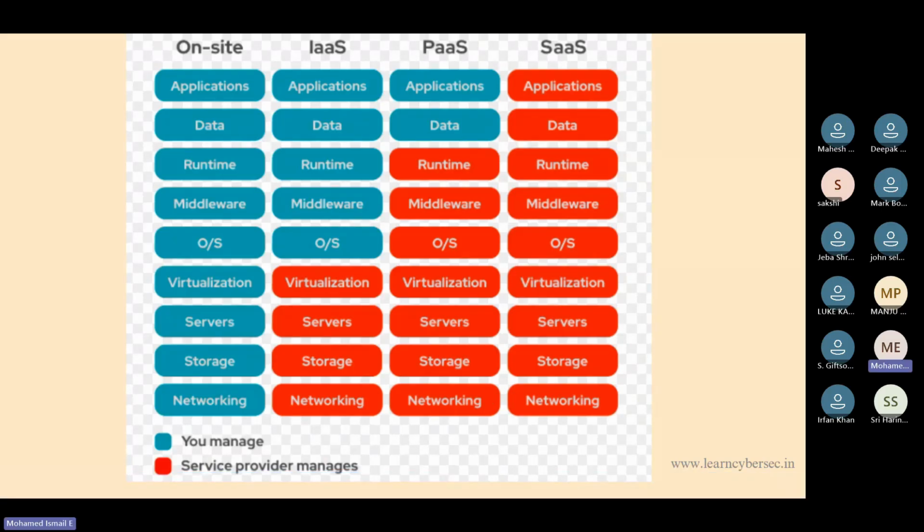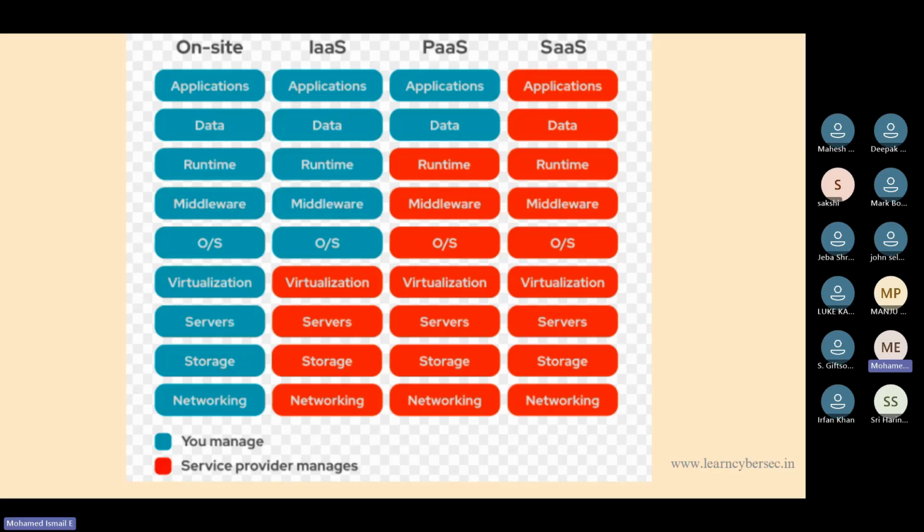On-premise, on-site, you are taking care of everything. In IaaS, networking, storage, server, and virtualization are taken care of by the respective provider. You install the operating system, Windows or Linux or whatever OS, then you install middleware, software, or whatever application or SDK. Then you develop the application. That is called the IaaS model.